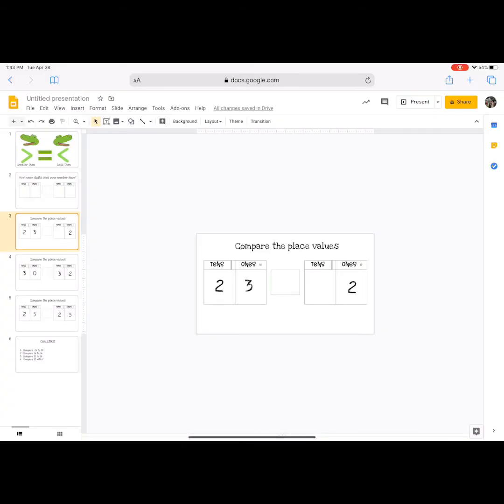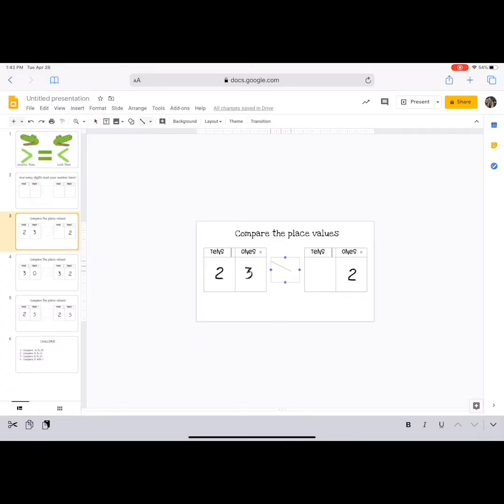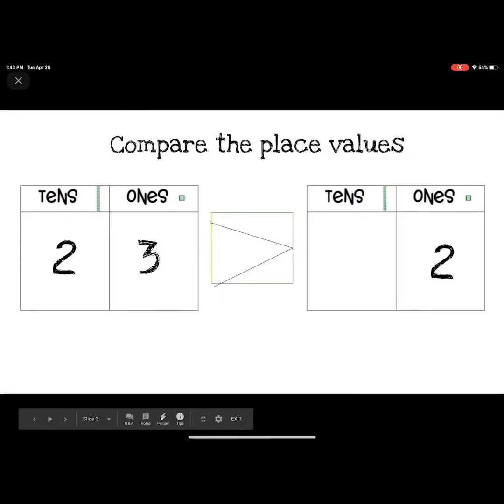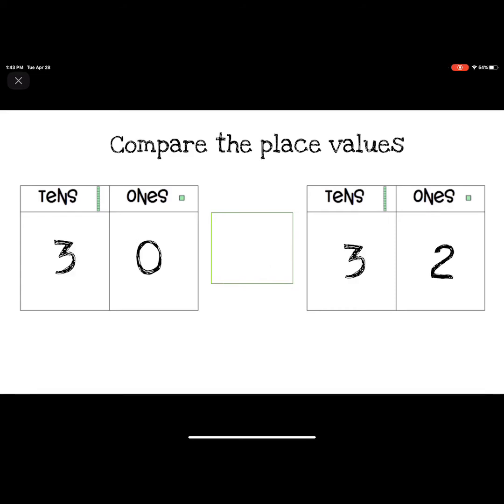So I'm going to draw my symbol, and it's facing the larger number. So we said we read from left to right. So if I'm reading this, I would say 23 is greater than 2. And the reason I chose to say greater than is if I'm looking from left of the symbol to the right of the symbol, the open side of the symbol comes first, so that means it's greater than. Okay, let's compare two other numbers.